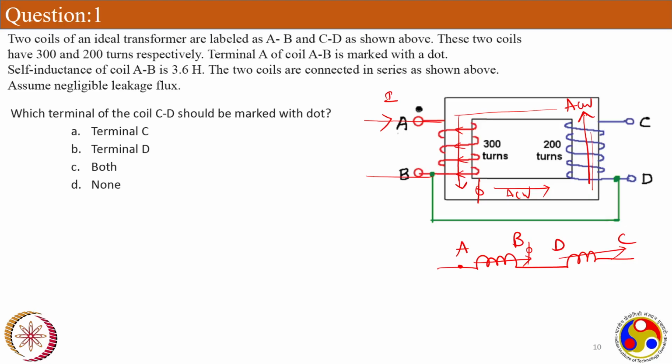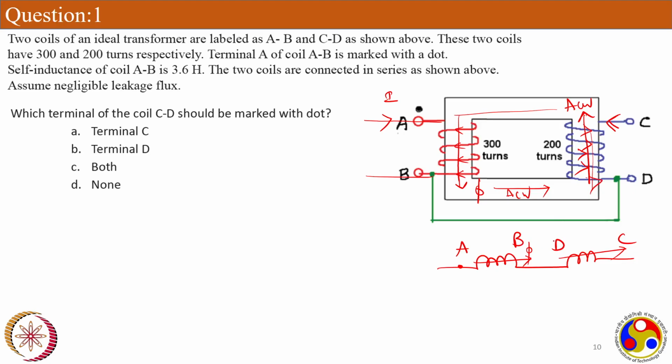Look at the CD coil, and I need to get an anti-clockwise flux. So I need to have a current like this, right? This is the current I should get. Then only I can get an anti-clockwise flux. Now, if it is like this, the current should be entering here. The current should be entering the C, and the current is leaving the D.